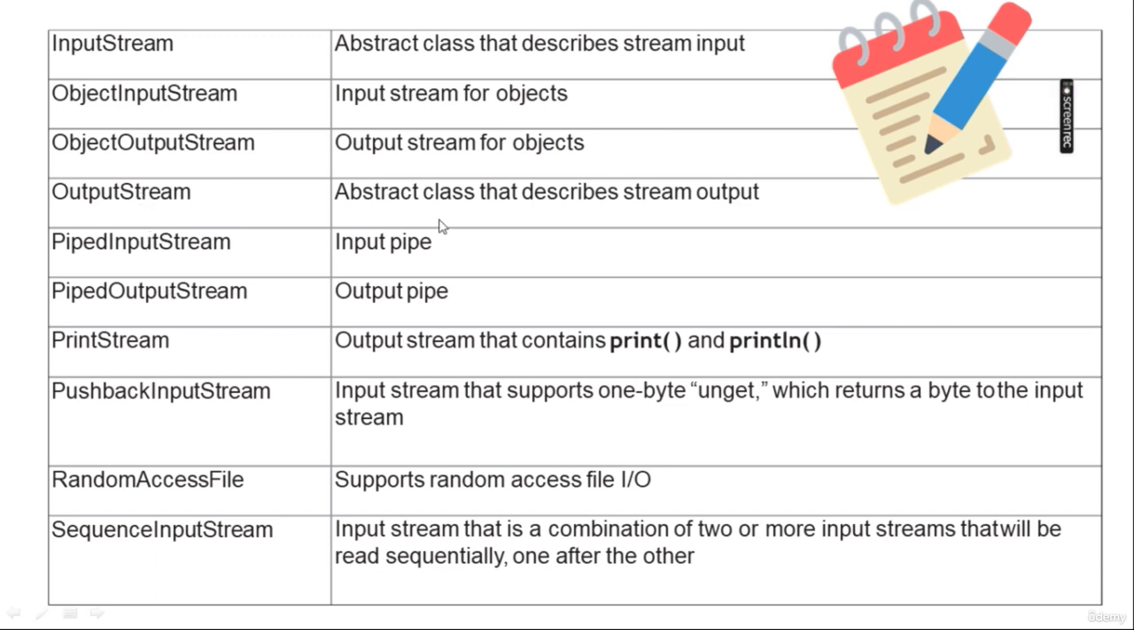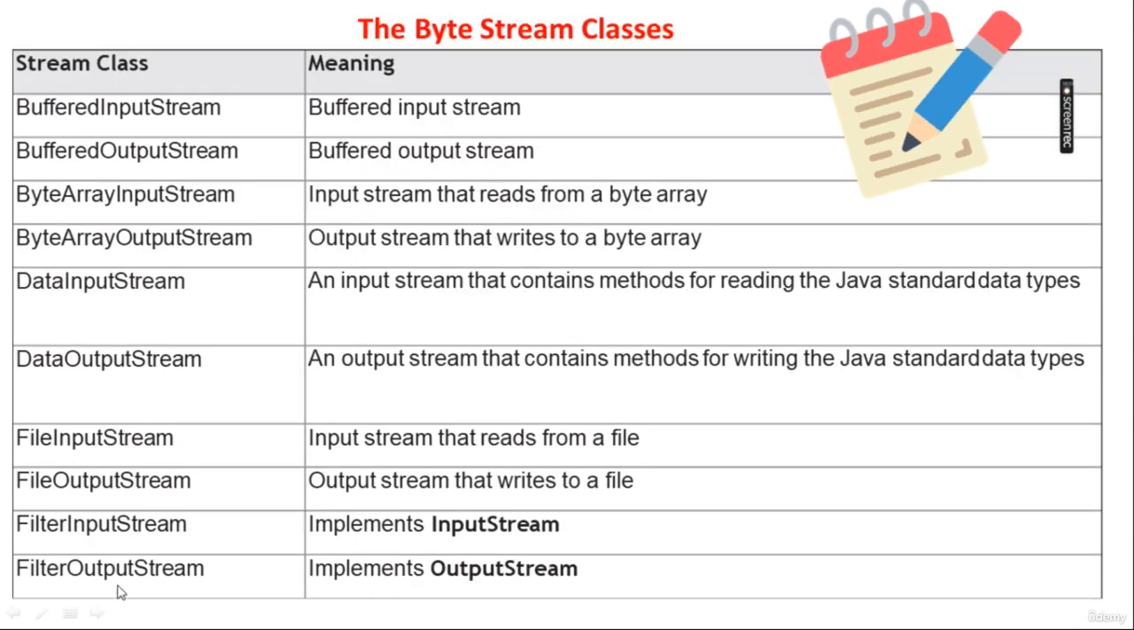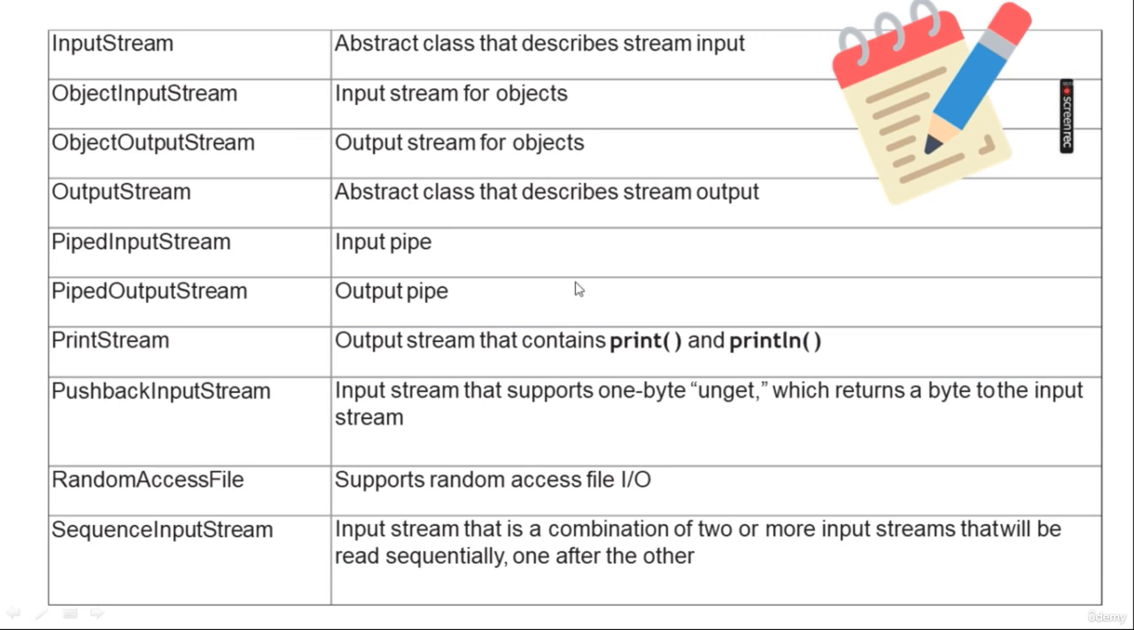Output stream is the abstract class, it does not have the definition of the methods, and it is implemented by filter output stream here. Piped input stream is for input pipe, piped output stream for output pipe, print stream is an output stream that contains print and println. Okay, all these methods are very important. You can write it down, or you can take a screenshot, or you can take a photo.